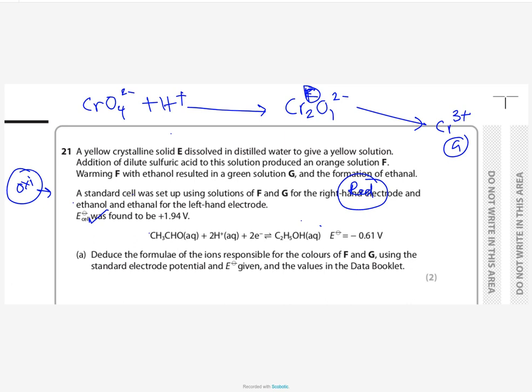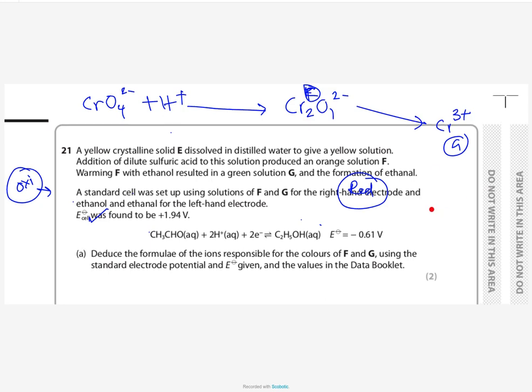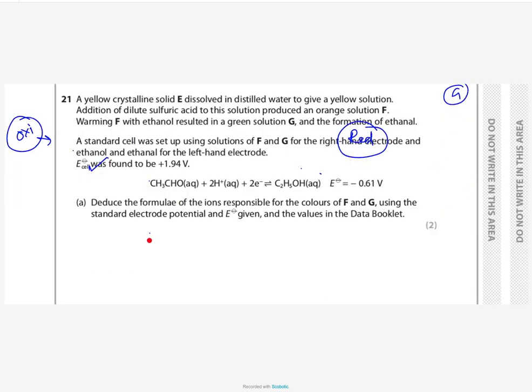Right? So what we can do is we can use the E cathode, E anode equation. Of course, I used the inorganic chemistry knowledge here, but it says to use the electrode potential values. So we know E cell equals E cathode minus E anode. So E cell value is plus 1.94.